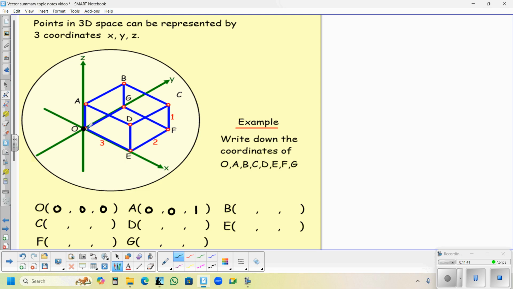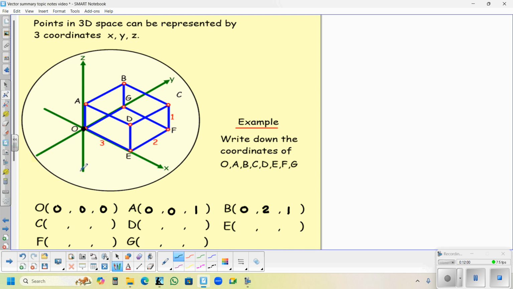B is over here. I'm starting at the origin. I don't need to go across the x-axis, so it's none across in the x. But I need to go back in the y-axis, and that is the same as that bit there. So I'm going back 2. But I'm also coming up in the z-axis. I'm coming up 1. So it's 0, 2, and 1.